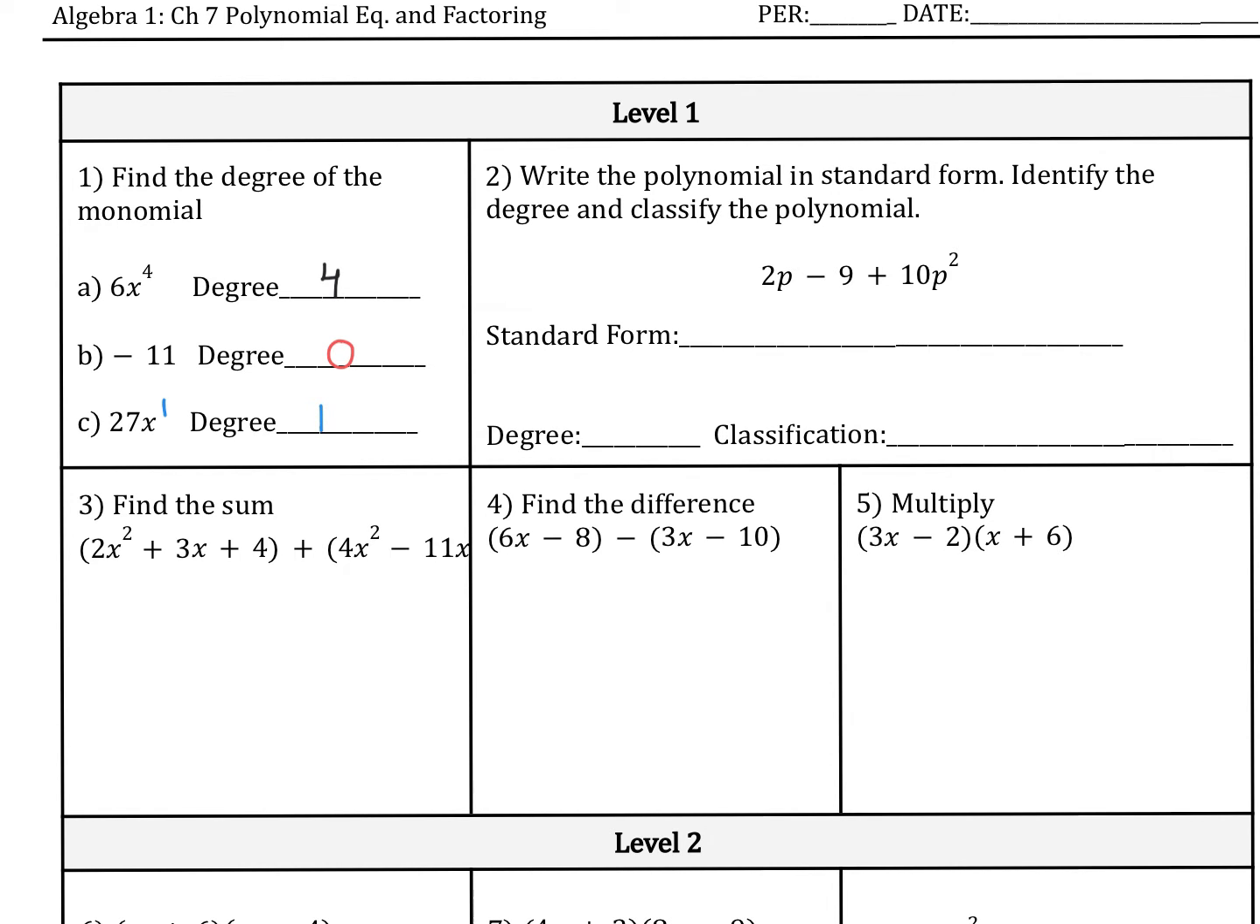Number 2 is write the polynomial in standard form, identify the degree and classify the polynomial. If you write this one in standard form, you first write the 10p squared, the highest degree or highest exponent in the front, plus 2p minus 9. In this case, the degree is 2, and this is a trinomial because it has 3 terms.